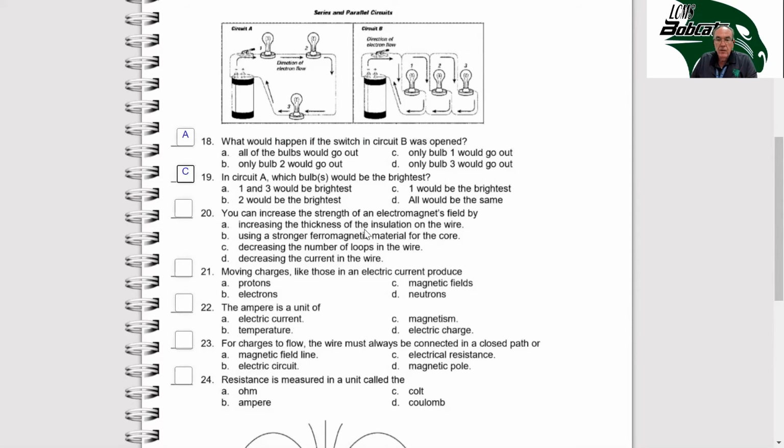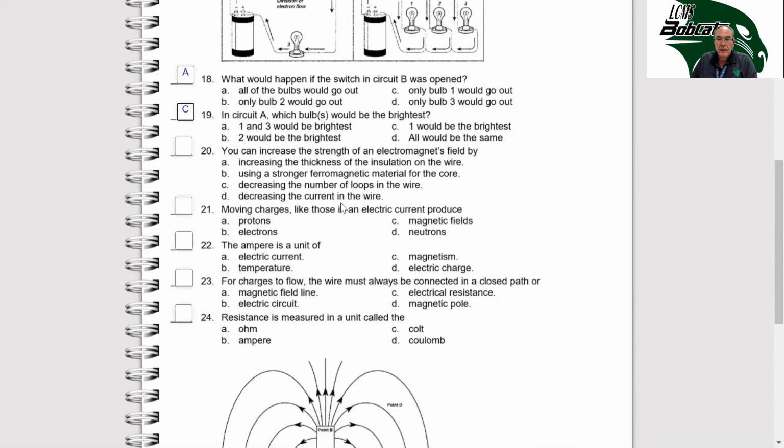And you increase the strength of an electromagnetic field by increasing the thickness of the insulation on the wire. That doesn't even make any sense. Using a stronger material for the core, that makes sense if you started off with a better core. Decrease the number of loops, no. And decreasing the current, no.